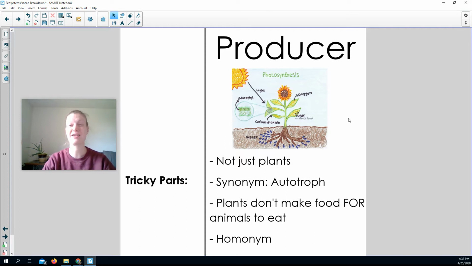Another thing that a lot of kids get confused about is that they think that plants make food for other organisms. So, oh, the grass is making food for the rabbit. No, the plant is making food for itself so that it can survive. It just happens that the rabbit is eating it too. And the final thing that can cause a little bit of confusion is that producer is a homonym. We talk about producers in science when we're talking about a plant or something that creates its own food. However, the word producer can also mean a person who creates something. So maybe there's a producer of the shirt that you're wearing or the person that sells it. That means something a little bit different than the scientific definition.